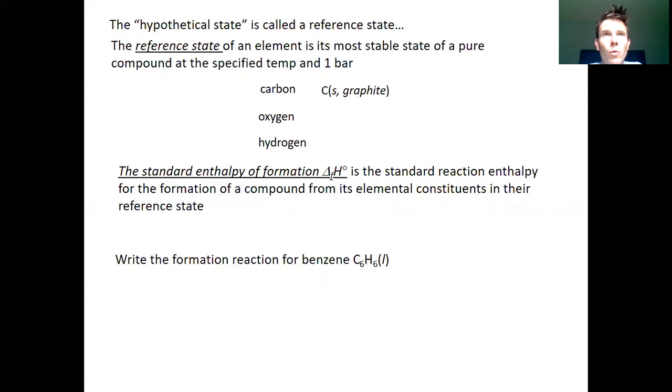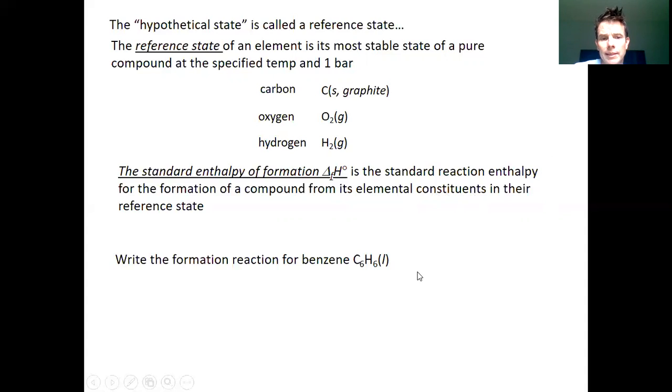What about oxygen? Well, at 1 bar, oxygen exists as a gas. And so the reference state for oxygen is O2 gas. Hydrogen, H2 gas, right? These are all examples of reference states. They're the most stable form of it as a pure compound at 1 bar. If I have these definitions, I can then use them to formally define enthalpies of formation. So the enthalpy of formation is the standard reaction enthalpy for the formation of a compound from its elemental constituents in their reference state. This is formally what a formation reaction is.